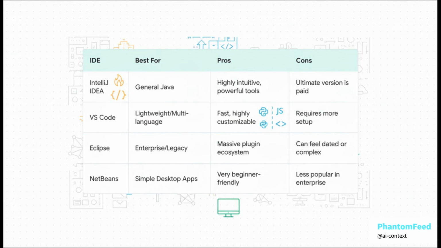Okay, next up, you need an IDE, an Integrated Development Environment. This is the app where you'll actually be writing your code. And you've got some great choices. IntelliJ is pretty much the king for pure Java development. VS Code is awesome if you work with lots of different languages, and Eclipse has this huge, long history in the corporate world.